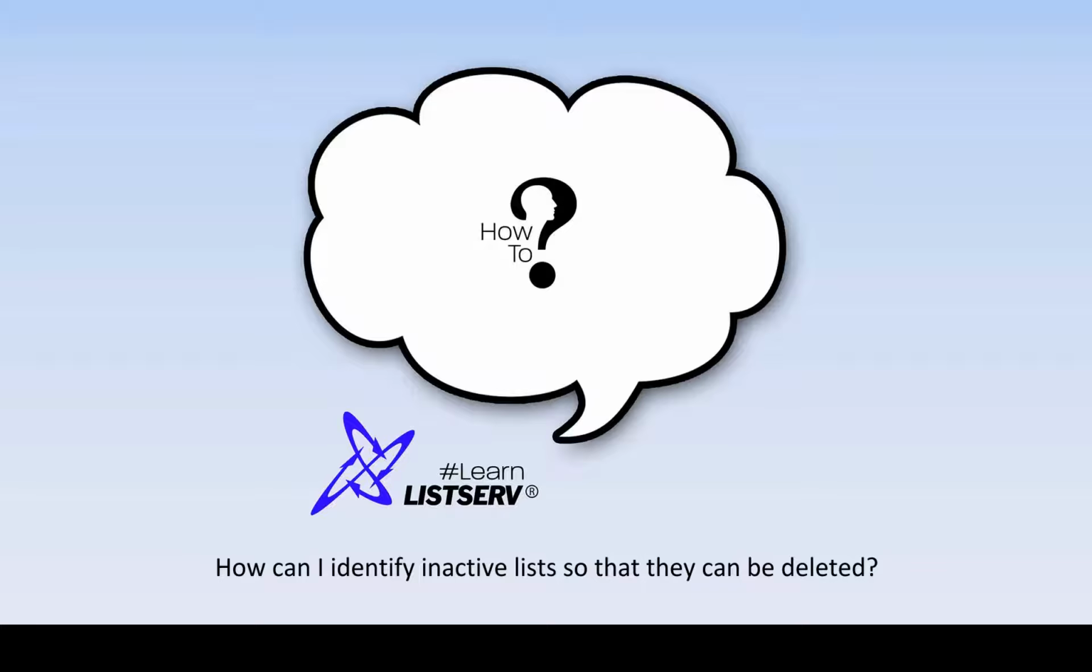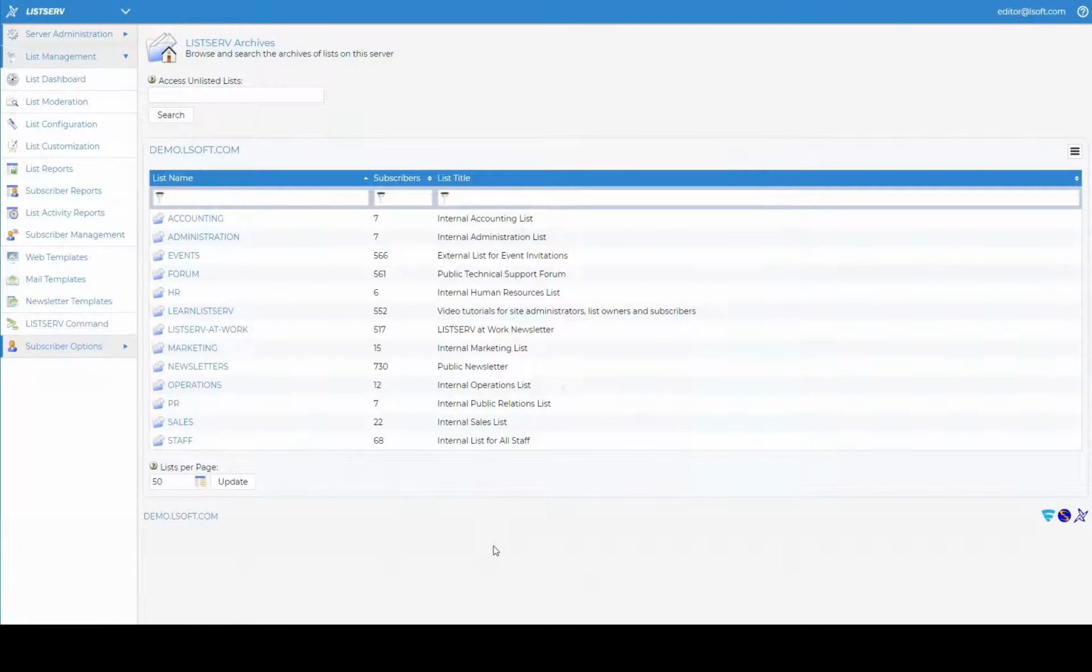How can I identify inactive lists so that they can be deleted? Administrators of LISTSERV sites with a large number of lists often ask about ways to identify inactive or unused lists so that they can be deleted.